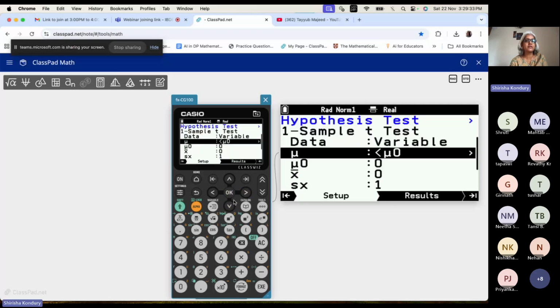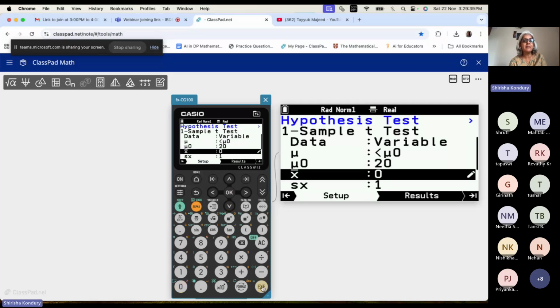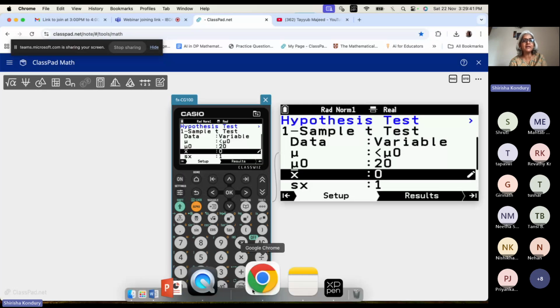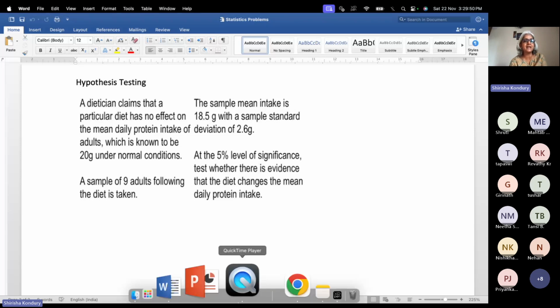So this is what we are checking for, right? So what was mu0? 20 grams was what was given. But from the sample, what did we find? 20 grams is what originally they're thinking it should be, but the sample says 18.5 is the mean and 2.6 is the standard deviation.